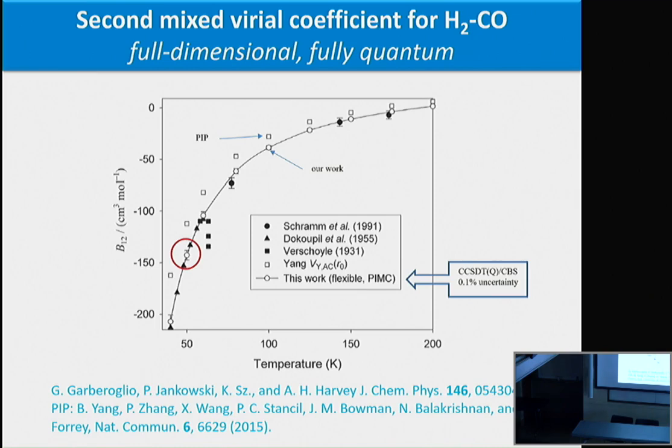So this is the H2CO molecule which was discussed here, and experimental data are those black points. There are a couple of outliers, but generally our calculations agree with experimental data very well. And moreover, our calculations have error bars, as you can see. Error bars are obtained by estimates of accuracy of ab initio calculations, accuracy of the fit, and also accuracy of path integral Monte Carlo calculations. Everything is full dimensional, fully quantum.